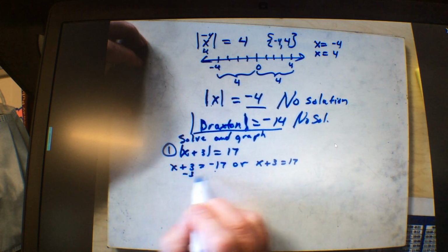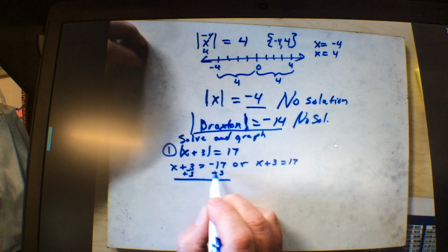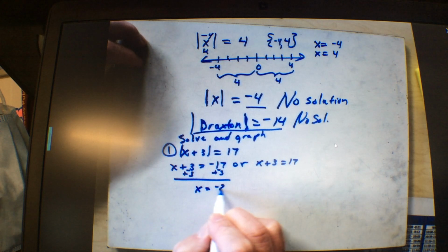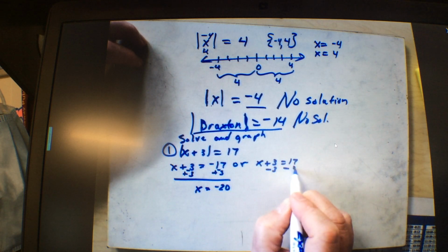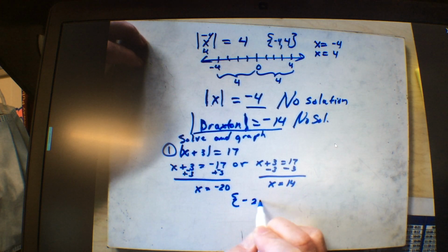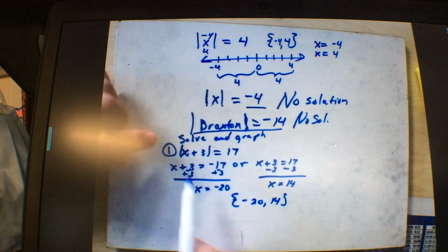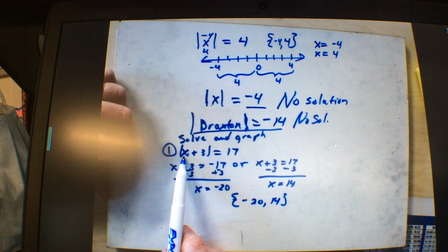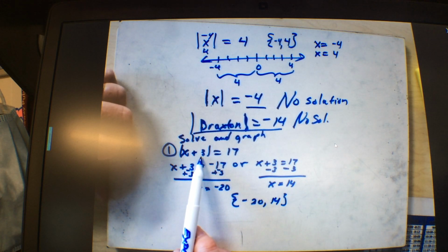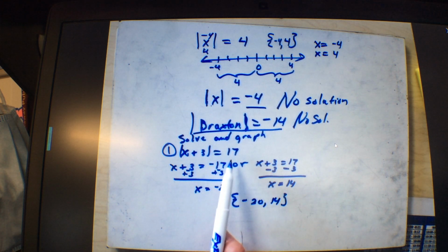So now I subtract 3 from both sides, which is like plus a negative. And so x can be either a negative 20, or I subtract 3 from both sides on this one, x could be 14. So my two answers are a negative 20 or 14. You understand it? And you can check it. Put a negative 20 in there. A negative 20 plus 3 is what? Negative 17. And what's the absolute value of a negative 17? 17. There you go.